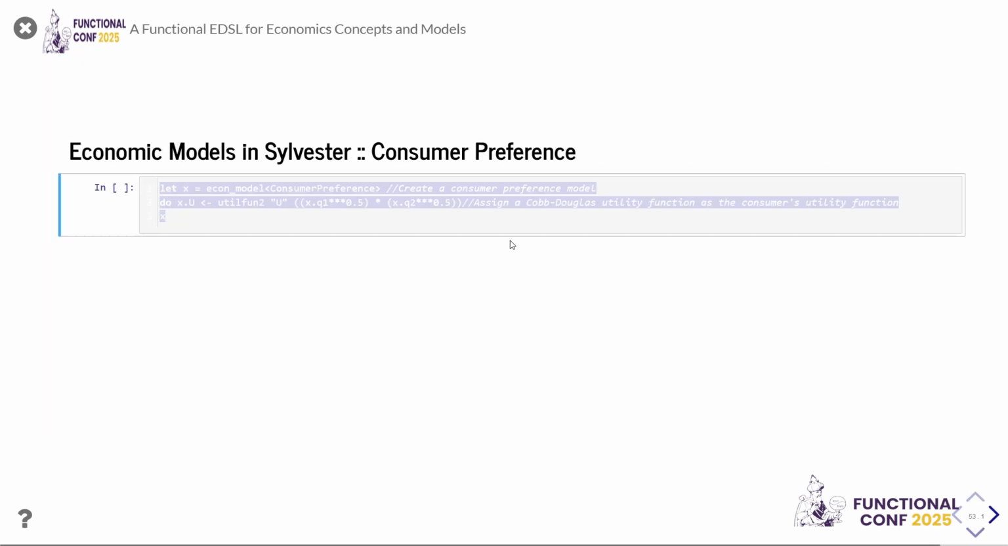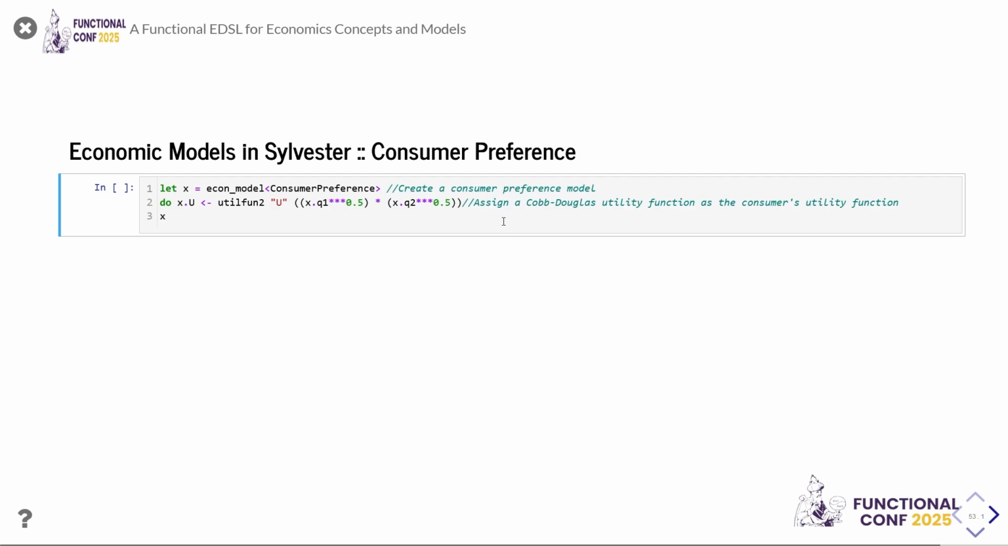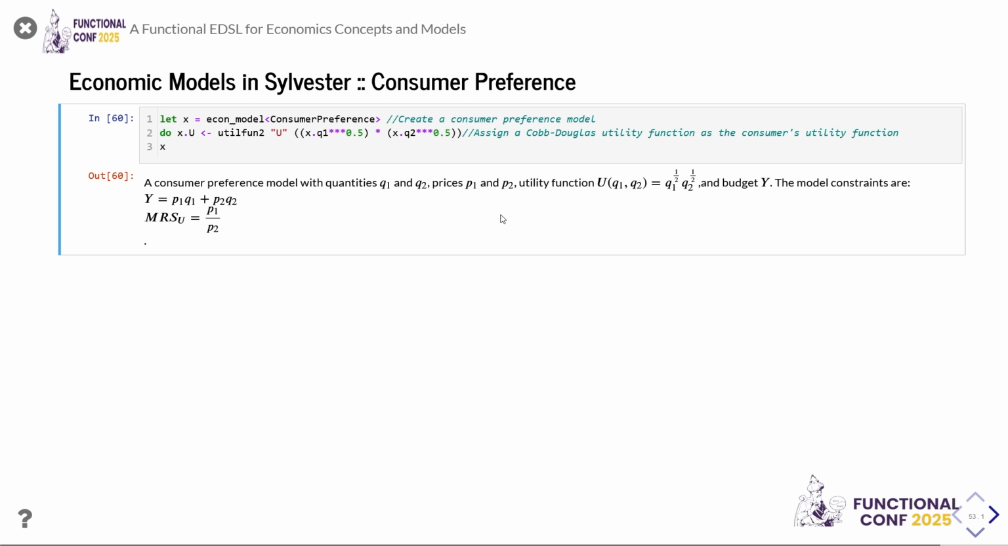Okay, so let's look at creating a model. We're going to create an economic preference model, and we're going to use what's called a Cobb-Douglas utility function. This is a particular type of utility function, so we're going to put that in as a utility model. When we do that, this is the model that we get back. We're using this Cobb-Douglas utility function.